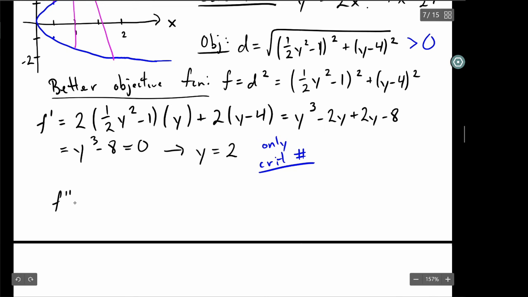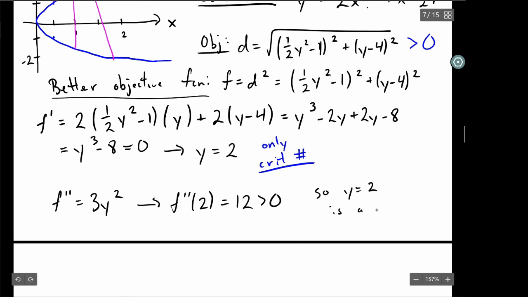Right, so f double prime is 3y squared. And so f double prime of 2 is going to be 12, which is positive, right? So y equals 2 is a minimum. Well, really an absolute minimum, right? And that's what we wanted.